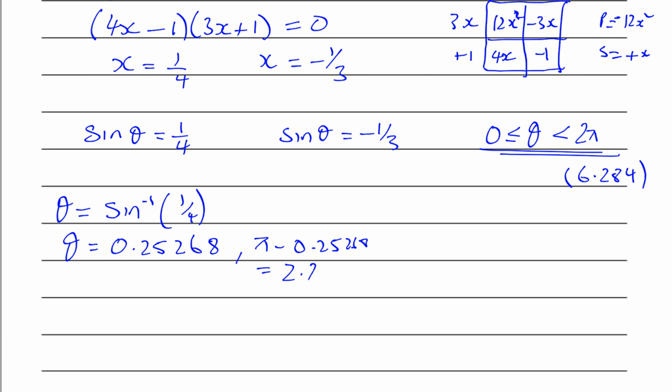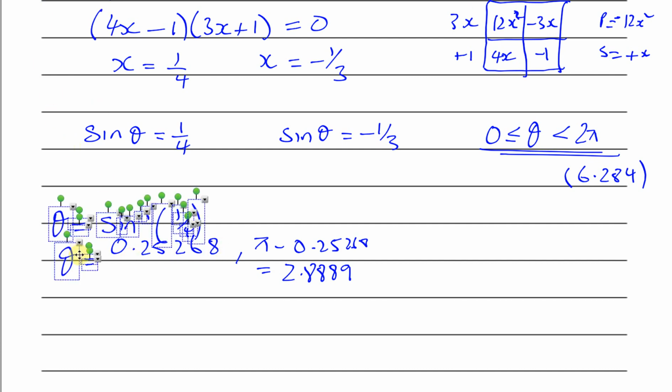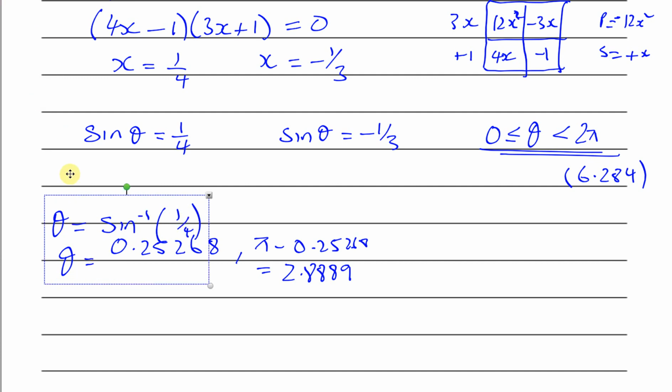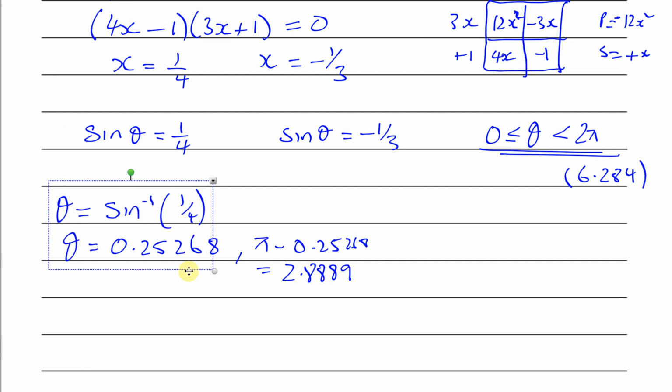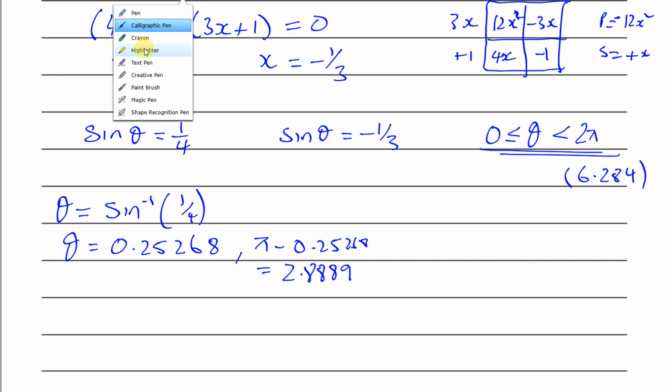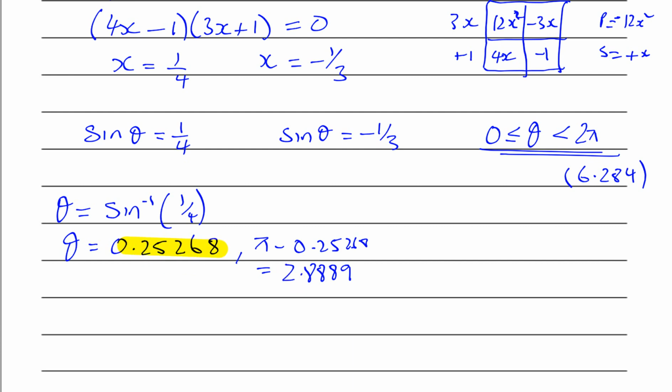2.8889 in radians. So those are the two main angles. Okay, these two, I'll just highlight them. Those are the two main angles that we found by pressing inverse sine and by doing pi minus that. For sine, it's always 180 minus the other angle.